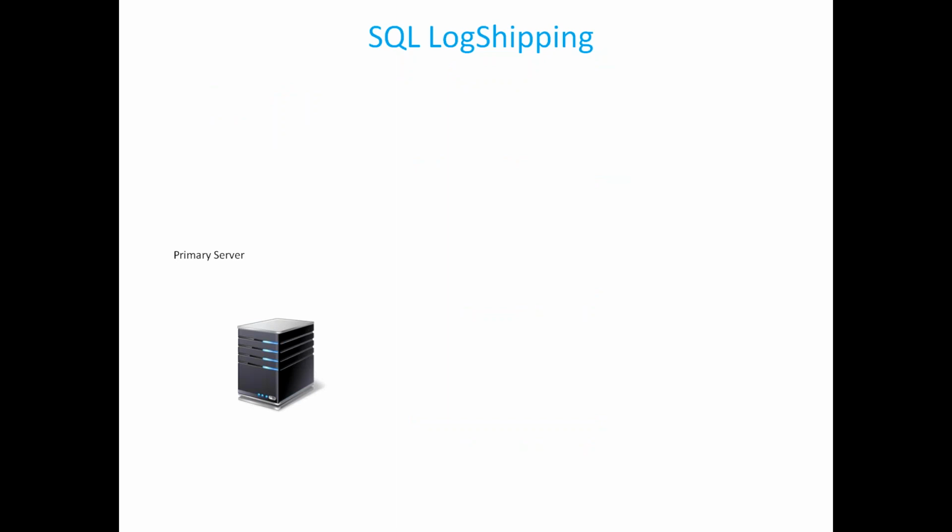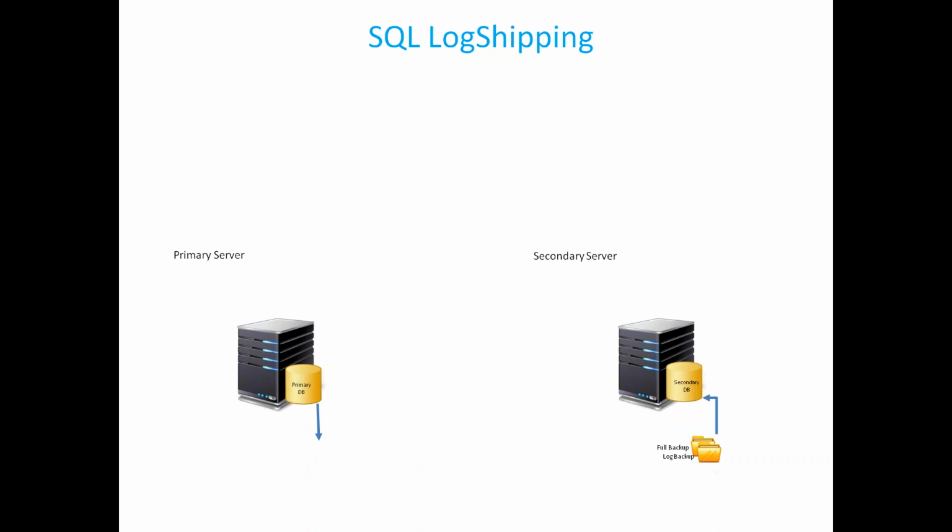So I've got a primary server here. I'm just trying to show you an architecture and how it's going to work in real time. So I've got a primary server, and in the primary server I've got a database. There might be n number of databases. I picked one of the databases on that instance, and I have a secondary server with the same SQL version. And the first thing, how we did it for database mirroring, the same thing we have to repeat for log shipping as well. Before we start our log shipping configuration, we need to take a full and log backup from our primary database and restore them on your secondary server.